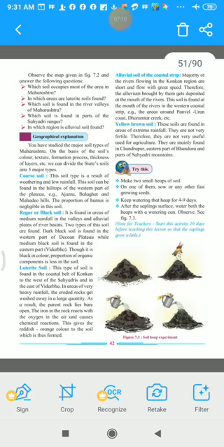Turn your page. Observe the map given in figure 7.2 and answer the following questions. So, you have to see the map 7.2. They have given us the types and overall distribution of soil. Okay, what are the types of soil and how the soil is distributed? Sorry, in Maharashtra, extremely sorry, it has been given of our state, that is Maharashtra.